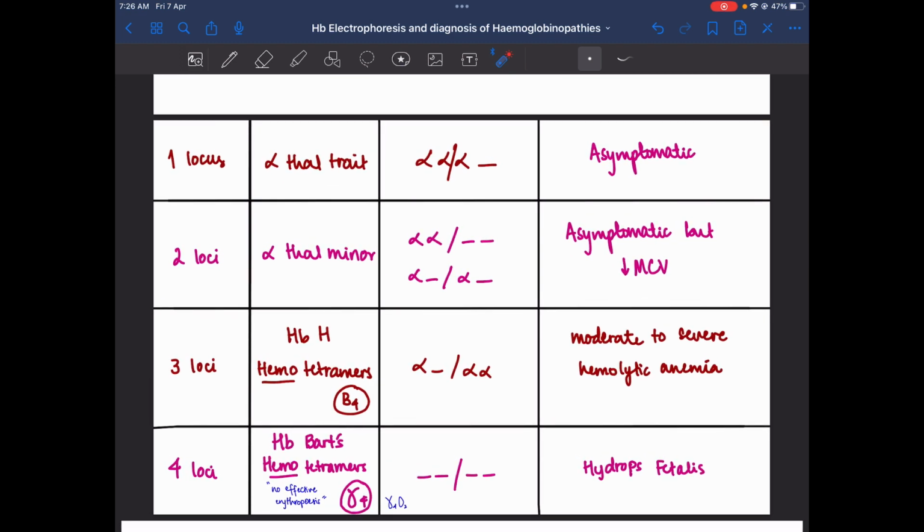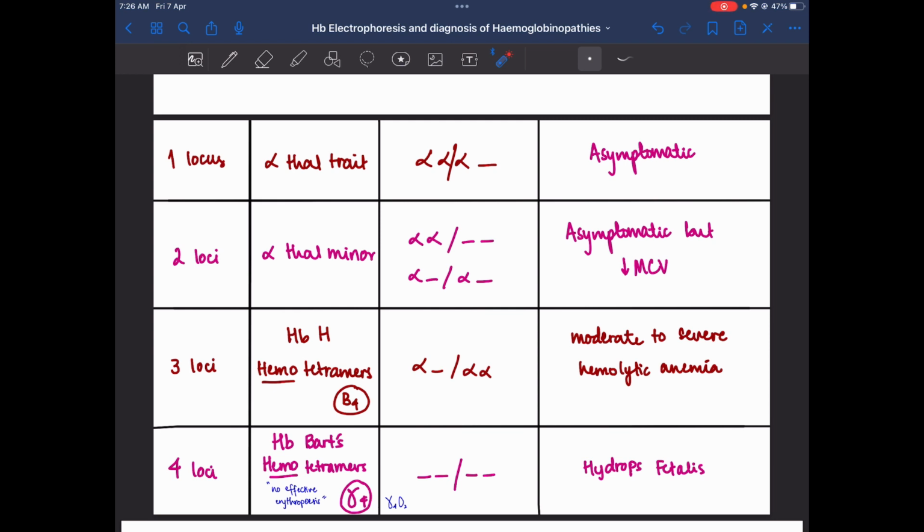So this slide right here basically summarizes everything that you need to know about alpha thalassemia. Remember how we talked about how alpha thalassemia has 4 alpha globin chain genes? Yeah, so we're going to talk about it in that aspect. So one locus, in the beginning of this picture right here, means that only one of those 4 alpha globin genes is mutated or defective.